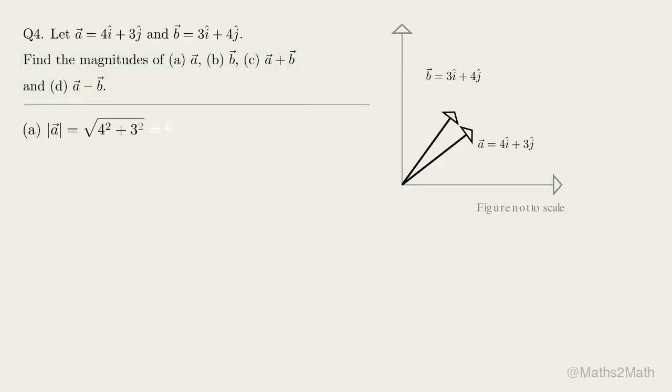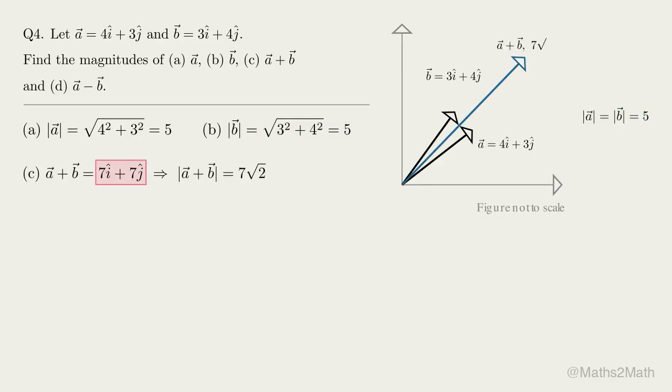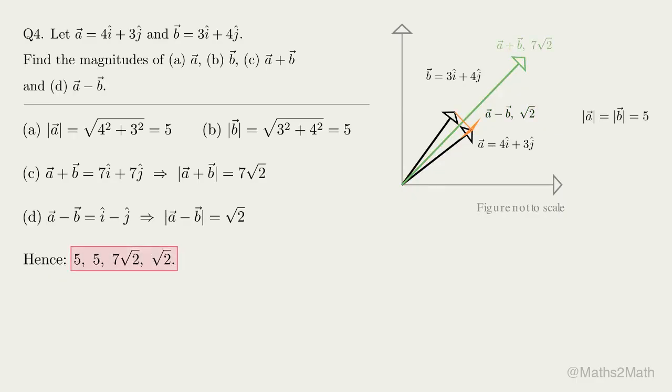The magnitude of A is the root of 16 plus 9, which is 5. And B, root of 9 plus 16, is also 5. A plus B is 7 i hat plus 7 j hat, with magnitude 7 root 2. A minus B is i hat minus j hat, with magnitude root 2. Hence, 5, 5, 7 root 2 and root 2.